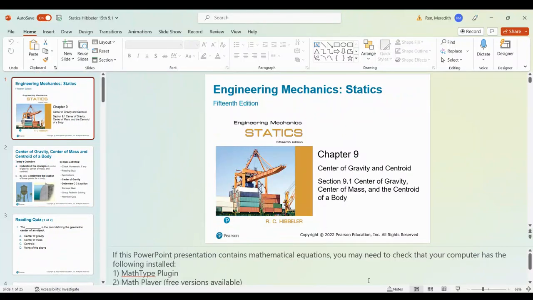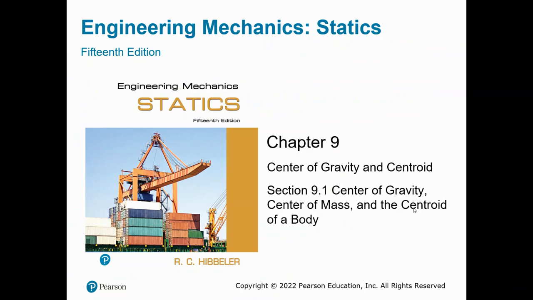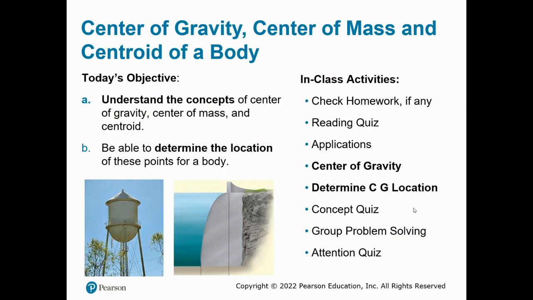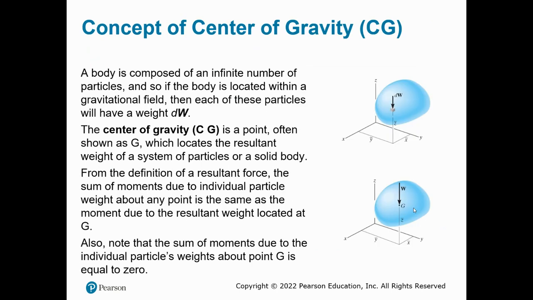Hello everyone. In this video, I am going to show you chapter 9, section 9.1, center of gravity, center of mass, and the centroid of the body. The body is composed of an infinite number of particles. So if the body is located within the gravitational field, meaning if it's on Earth, then each of these particles will have a weight dw. Every single tiny little piece of it will have a weight dw.